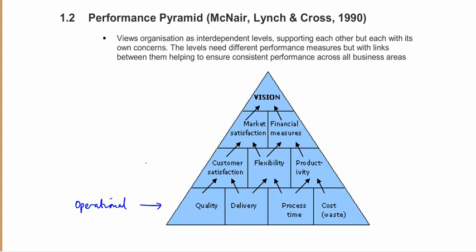Those should then drive the tactical or mid-tier objectives, i.e. in the more medium term, you're looking to monitor customer satisfaction, flexibility and productivity. Customer satisfaction will come out of the quality and delivery success. Flexibility will come out of your ability to deliver fast and the process times and so on.